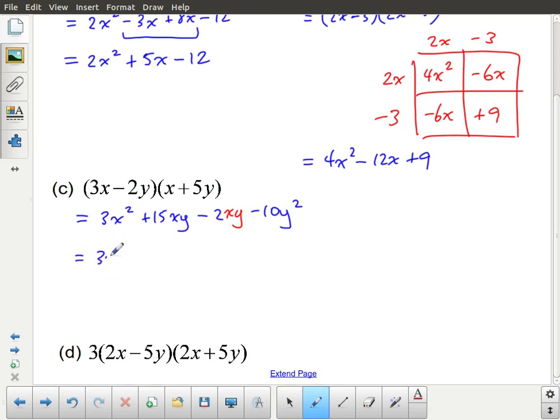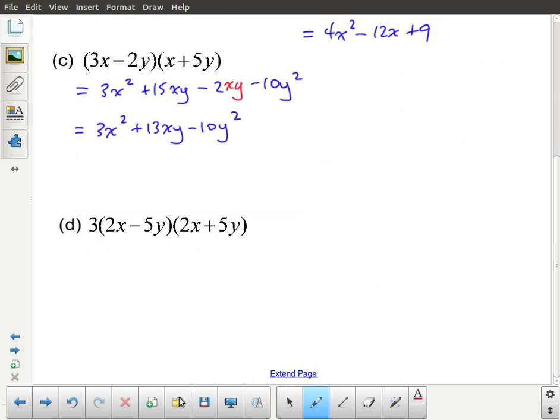And then I rewrite, combining these middle 2 terms, which is easier if I write them in the same form, where I write xy instead of yx. 15xy minus 2xy is plus 13xy minus 10y squared. And then this final answer, I've got this leading coefficient 3. I really recommend you leave that until the end. So don't multiply that in until you've done all of this other multiplication. And then I've got 2x minus 5y, 2x plus 5y.